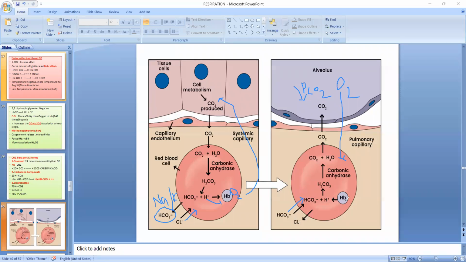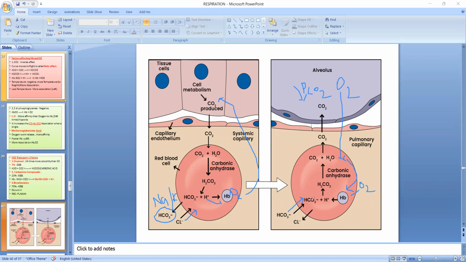And here HHB reacts with this HCO3 minus to form H2CO3. Now Hb is completely free, and that free Hb reacts with the oxygen to form HbO2. Now HbO2 is formed. Okay, that HbO2 is carried to the tissues.